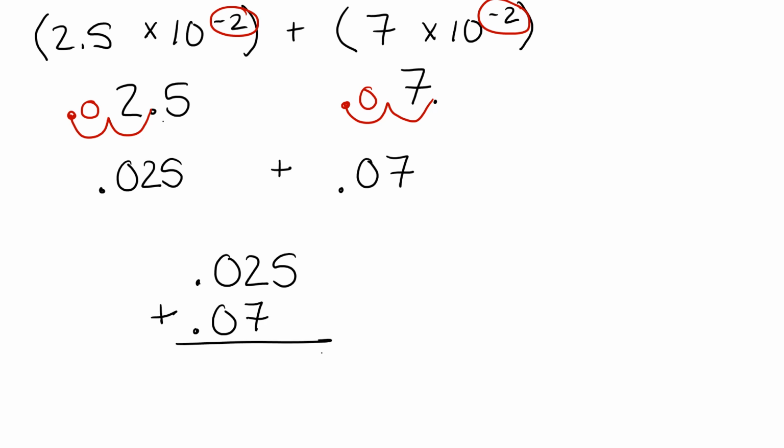5 and nothing, if you want to fill that in with a 0, you can. 5 and nothing give us 5. 7 and 2 give us 9. Zeros added straight down to get 0. 0.095 would be our answer.